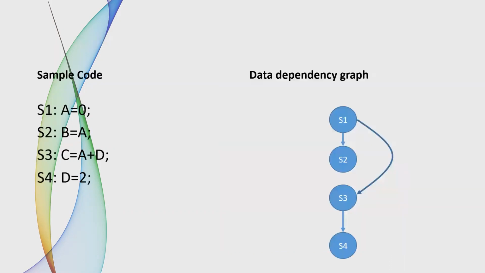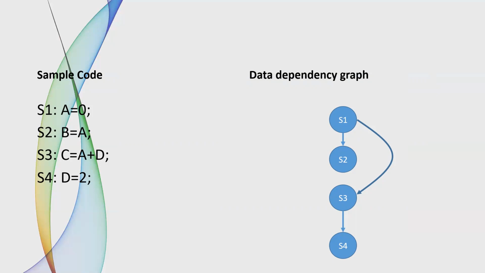Now we'll try to draw a data dependence graph for the code given here. S1 is assigning a value of 0 to a variable A. The value of A is then copied to B. In statement 3, the value of A is added to variable D and is then stored in C. This statement is purely independent of S2. S4 is dependent on S3 because the value of D has to be changed to 2 only after the addition in S3. Now you can see the corresponding data dependence graph on the right side.